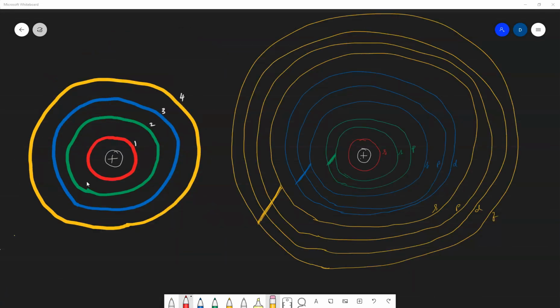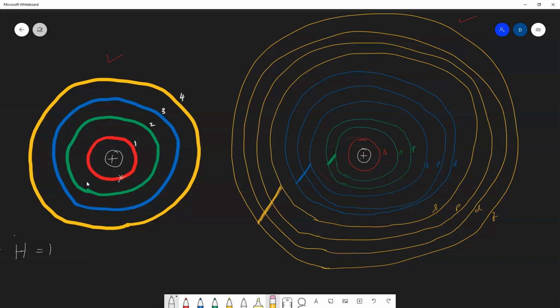Now we are going to fill the electrons using these s, p, d and f orbitals. On the left-hand side I have the simple model showing only the shells, shell 1, 2, 3, 4, and on the right-hand side I'm showing the subshells or the orbitals. We'll take the simplest example, hydrogen. Hydrogen has 1 electron. Now we know how to show 1 electron here: it will be in shell number 1.